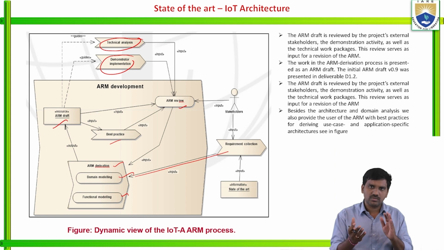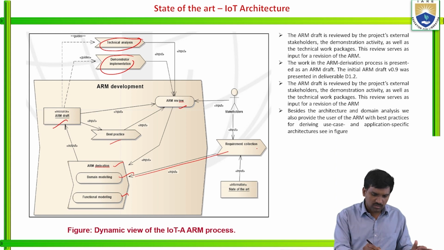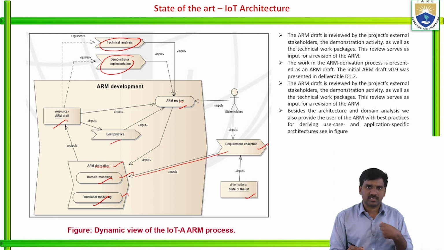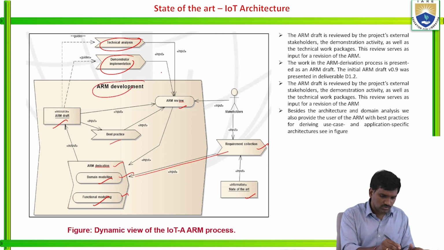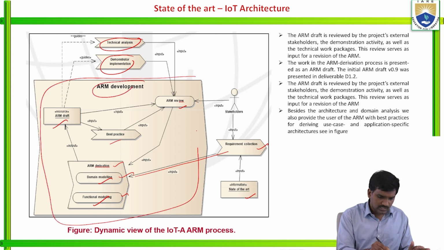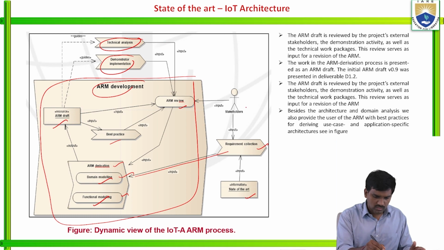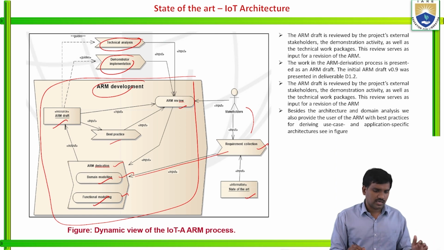Up to now we have discussed requirement collection, state-of-the-art solutions, review, draft, demonstration, implementation, technical analysis, ARM derivation, domain modeling and function modeling, which is also one of the main functions of the IoT reference architecture. This is under the ARM development, so the blocks are included here. Apart from this, we have stakeholders from the requirement collection and state of the art, where we collect some information, and upon that we have technical analysis and demonstrated implementation.